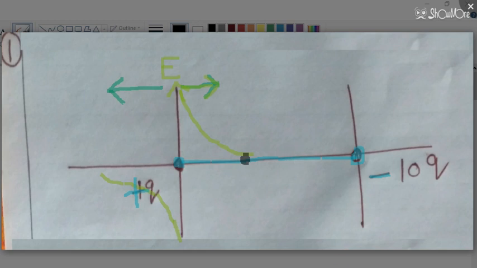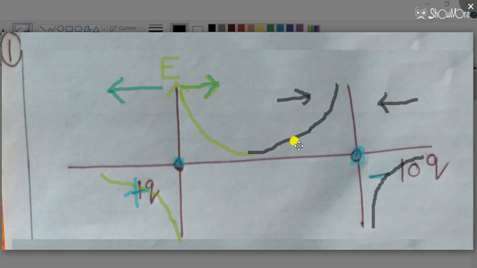Okay, this is clear. Now we have to find it in a similar way. You can see due to this negative, electric field is in this direction, and due to this positive it will be in this way, and due to negative it will be in this way. So now you have to find the null point.